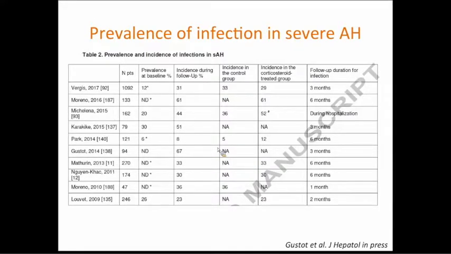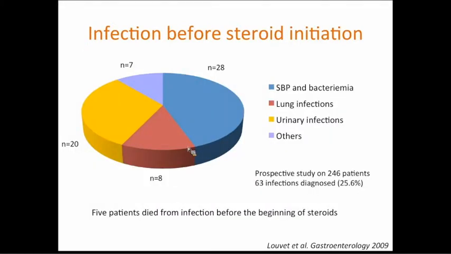I'll be brief on this, but just a few words about infection, which is an issue in patients with severe alcoholic hepatitis. This is the incidence and the prevalence at baseline based on all these papers, which are randomized controlled trials or cohort studies. So it's frequent, from 6 to 30% of cases. And in a prospective study in which we recorded all infectious events occurring in patients admitted with alcoholic hepatitis, we observed that about 25% of patients are admitted with infection, symptomatic or not. In this situation, SBP was the most frequent event together with bacteremia. We had a small number of cases of lung infection.